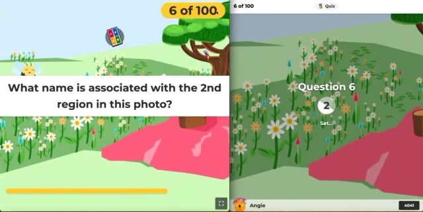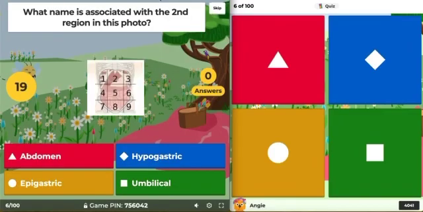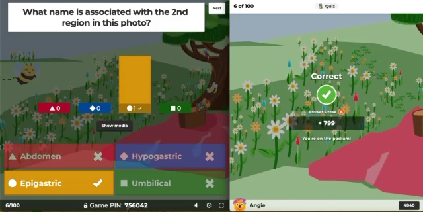What name is associated with the second region in this photo? So the second region in this photo is above the gastric area, or the umbilical region, and I always remember that because it is epigastric. Epigastric will always be above the umbilical region, above the belly button, and hypogastric will always be below the belly button.